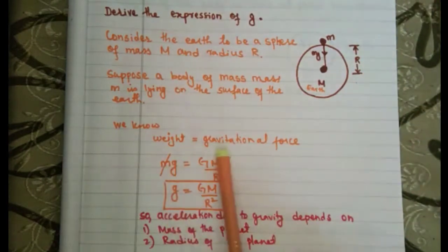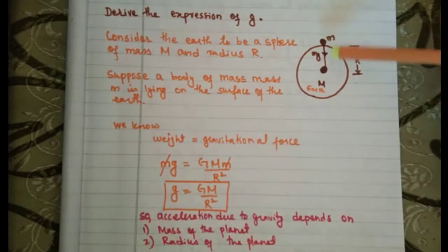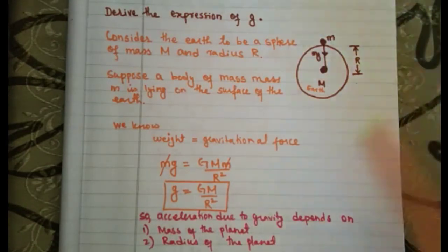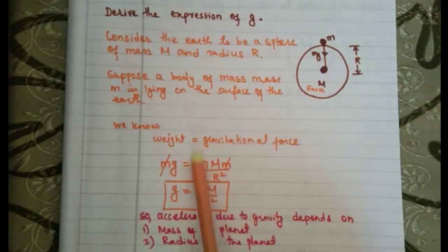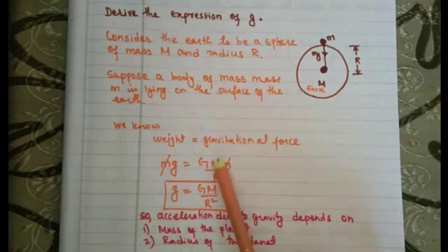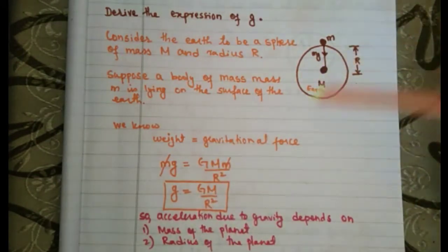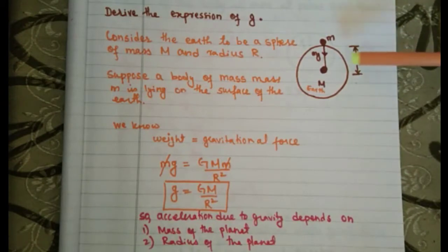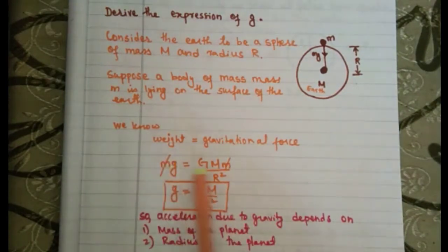We know the weight of the body is equal to the gravitational force on the object due to the earth. Then we can write weight is mg, and using Newton's universal law of gravitation, the gravitational force is G M m divided by the distance between them squared. The distance between their centers is the radius of the earth, so this is R squared. This m and this m get cancelled, so we are left with g equal to GM by R squared.